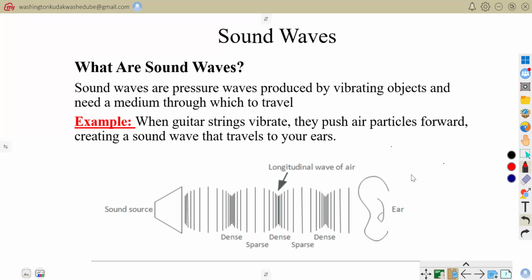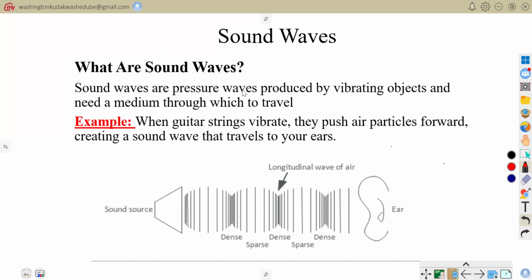sonar, which is applied in submarines, calculates the depth of the sea. And then we go to sonography, where if you want to scan your body organs, you can go through a sonograph. So these are some of the most important examples of longitudinal waves that apply in our daily lives. That is the reason why we dive deeper into sound waves, because they have practical applications in our lives. Now, what is it that we refer to as sound waves?